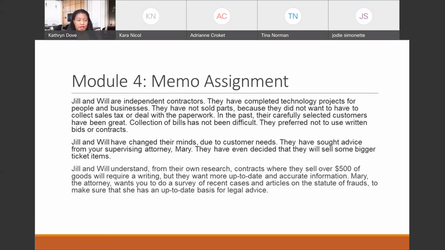Jill and Will have changed their minds due to customer needs. They have sought advice from your supervising attorney, Mary. They have even decided they will sell some bigger ticket items. Jill and Will understand from their own research, contracts where they sell over $500 of goods will require a writing, but they want more up-to-date and accurate information. Mary, their attorney, wants you to do a survey of recent cases and articles on the statute of frauds to make sure that she has an up-to-date basis for legal advice. Okay, so this is a research memo.